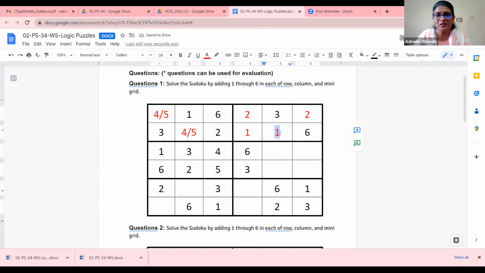So we were discussing 2. Can I place 2 here? No, ma'am, 2 is already there in the same column. Okay. Now 3 is already there. So let us see 4 or 5. Where can 4 be placed?